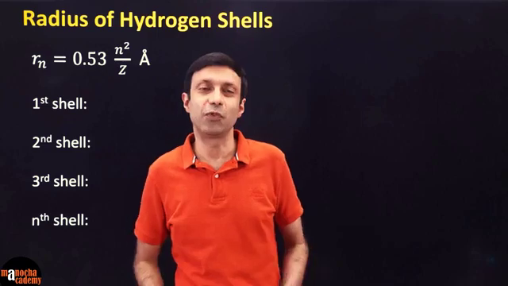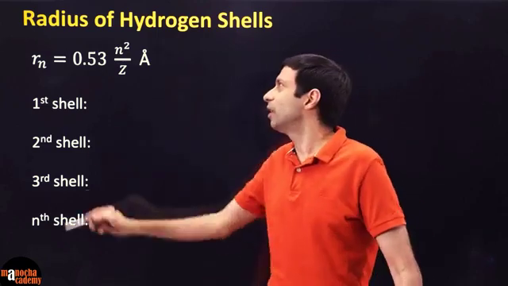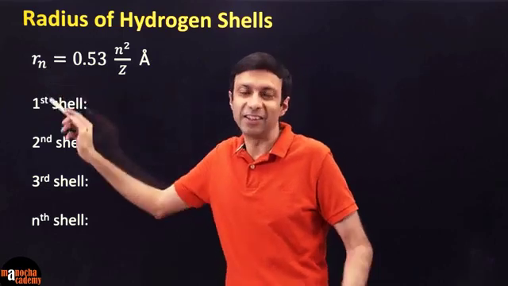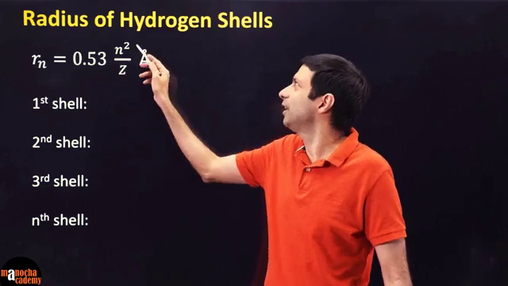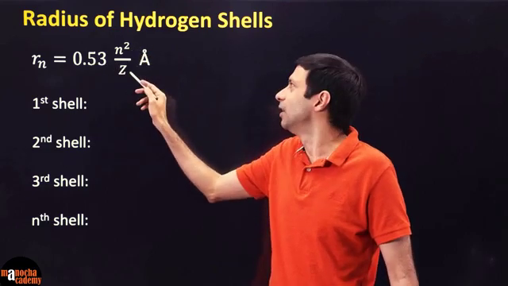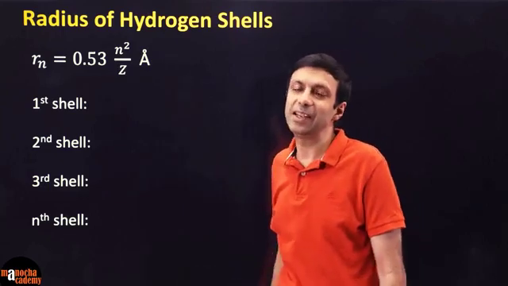So let's use the radius formula and calculate the radius of the hydrogen shells. Remember, our shortcut formula was Rn, the radius of the nth shell or the nth orbit, is 0.53 times n squared, the shell number squared, divided by z, the atomic number. And remember, this radius is in angstrom.